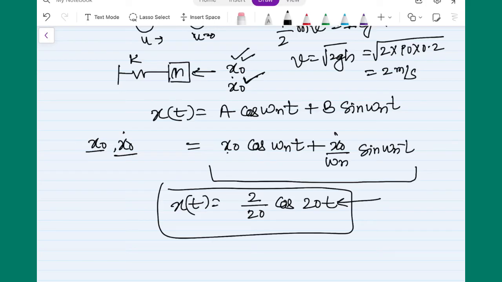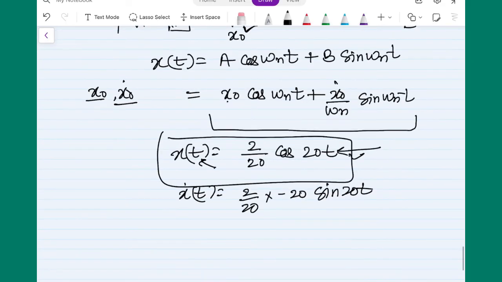If I am interested in finding the velocity at any given instant of time, I have to differentiate the same expression, and I can even get the acceleration. So x dot t will give me the velocity, that will be 2 by 20 into minus 20 sine 20t. And if I differentiate it further, I will get the acceleration.